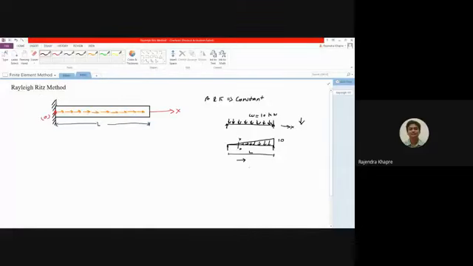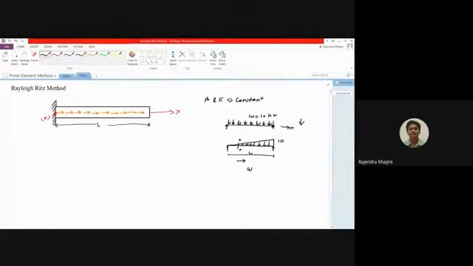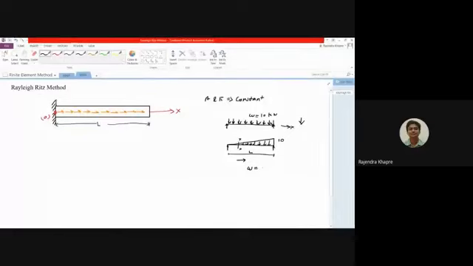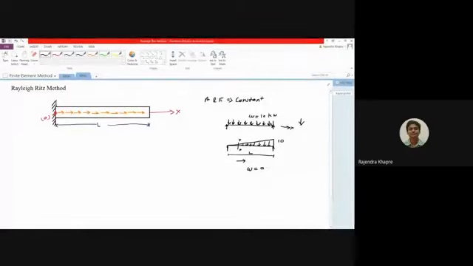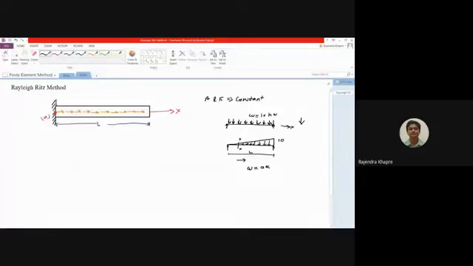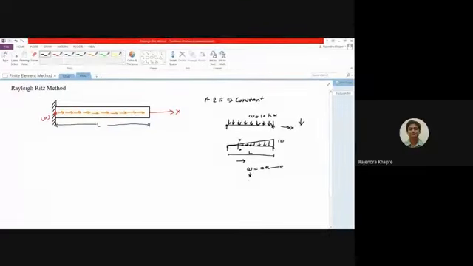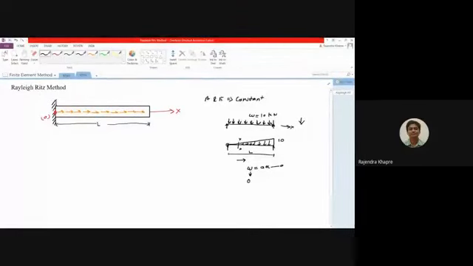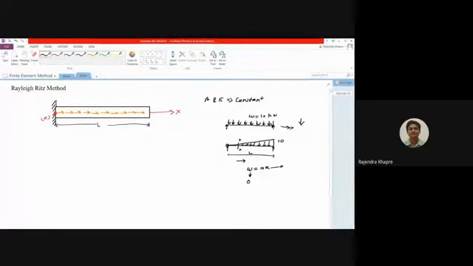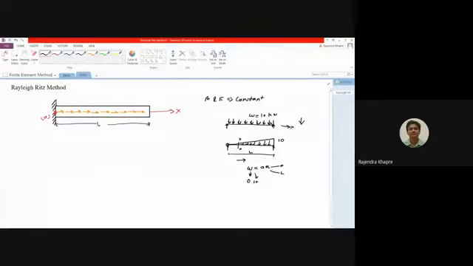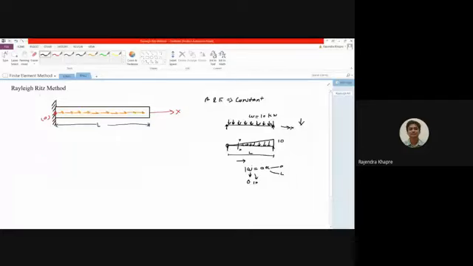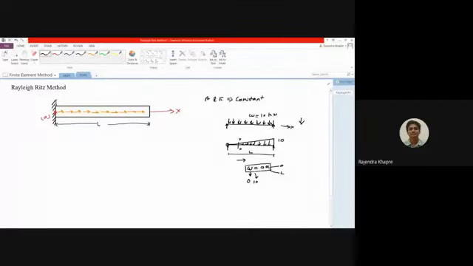If I want to know the value of W, W can be treated as some constant A into X. I say some constant A because a constant will be there, and as the value of X changes, if X is 0, W will also be 0. So at this point the value is 0. If X is L, the W value will be 10. This is a simple representation of a triangular load on the beam.